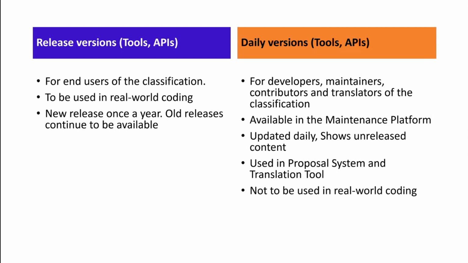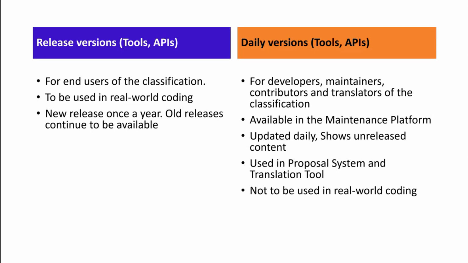So the Orange version is available from the maintenance platform, both the browser and the coding tool. We even have an API that you could access. We don't advertise it so as not to confuse the users and make them use it unwantedly. But if for some reason there is a need to access the daily version of the API, we can provide access to that.